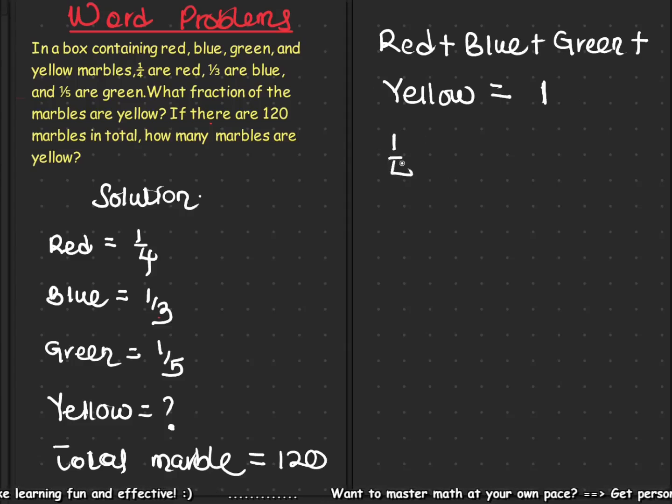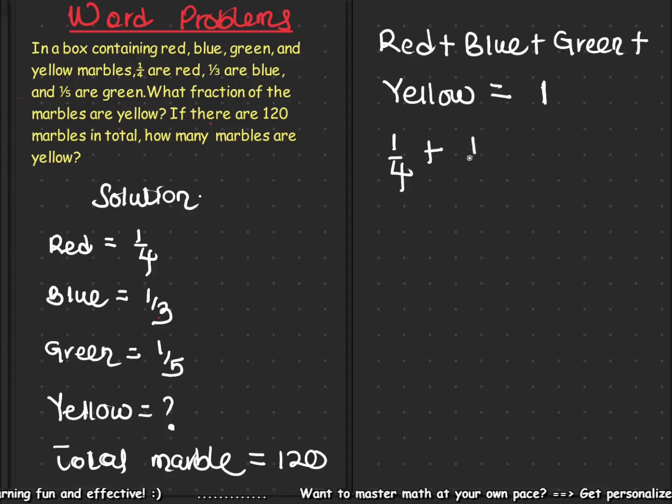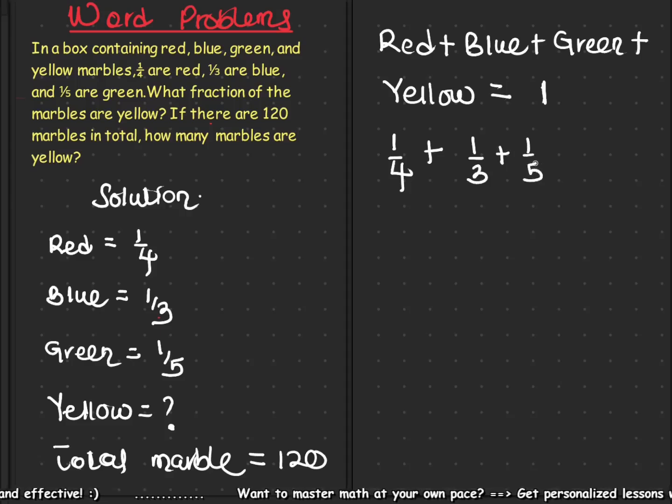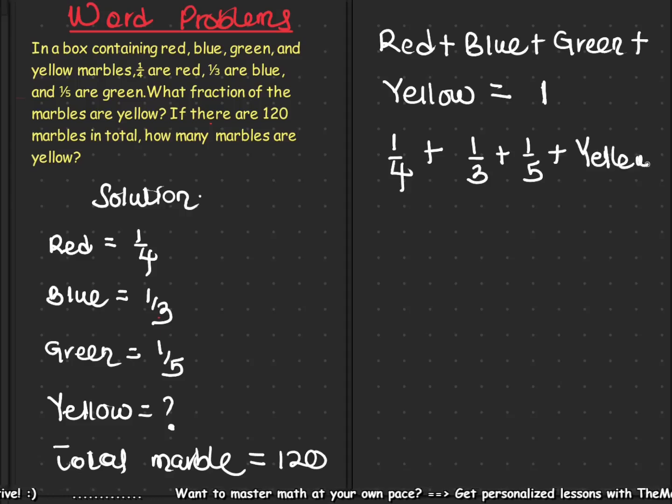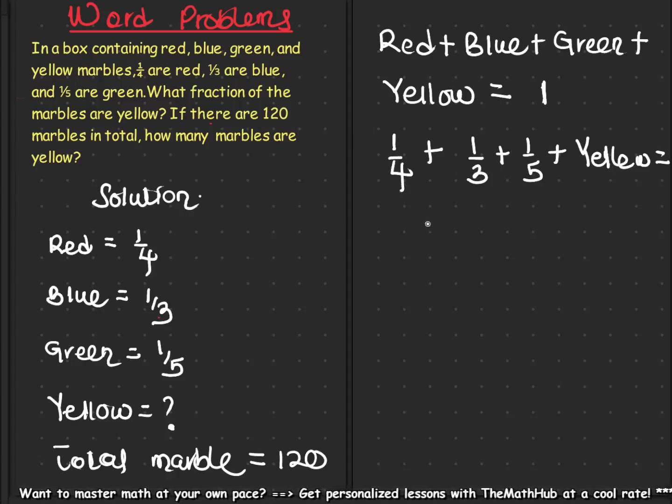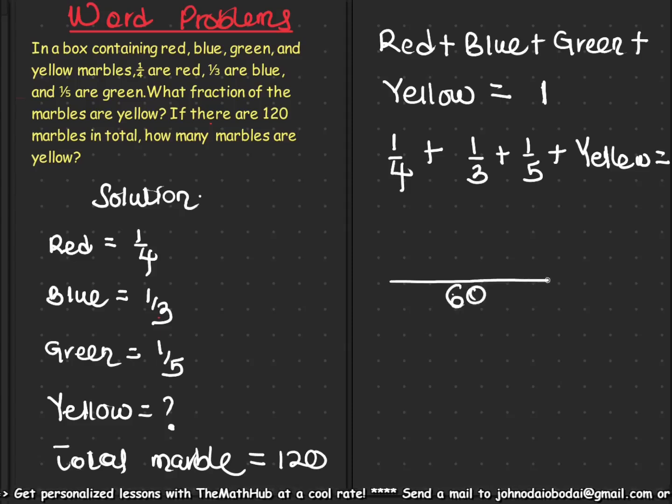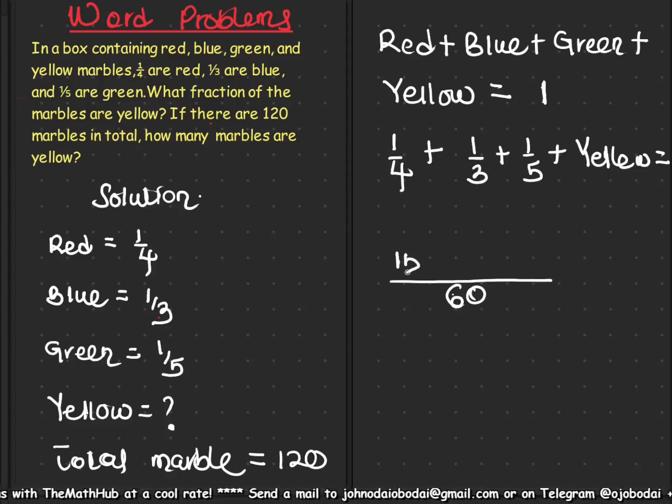So we have 1/4, which is red, plus 1/3, which is blue, plus green, which is 1/5, then plus yellow. Since we don't know yellow, let's just write yellow there. It's equal to 1. This here is what we do for addition of fractions. So we have 4, 3, and 5. What is their LCM? So our LCM is 60. And if our LCM is 60, we ask ourselves, 4 divides 60 how many times? 15. So 15 times 1, giving us our 15 here.